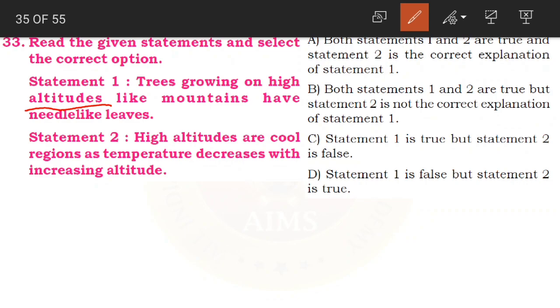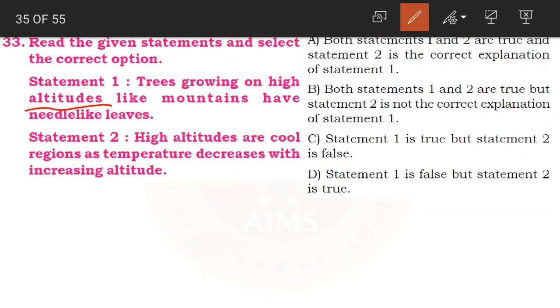And statement 2 is: high altitudes are cool regions as temperature decreases with increasing altitude. So normally what happens is that on the ground level we have high temperature. As we go up towards the sky, as the height increases, the temperature decreases. So what we are saying is high altitudes are cool regions as temperature decreases with increasing altitude.